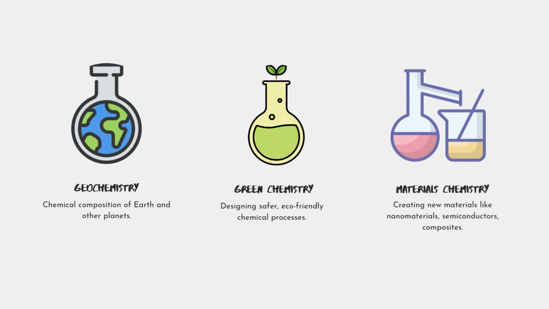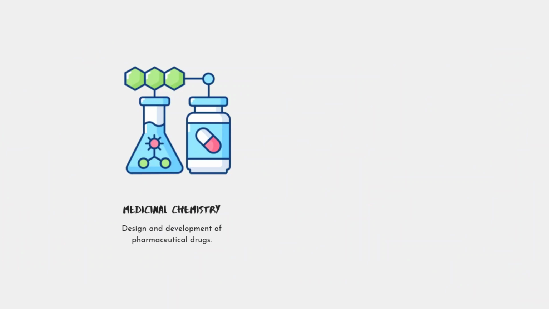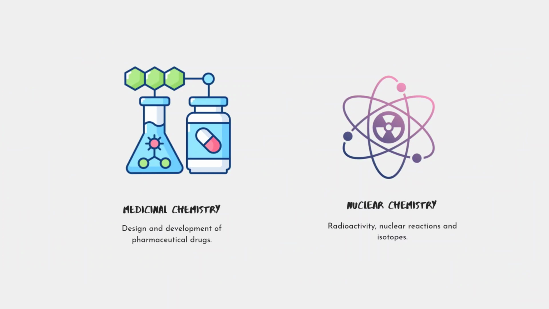Materials chemistry deals with the development of new materials like polymers, nanomaterials, and advanced functional substances. Medicinal chemistry focuses on the design and development of drugs used to treat diseases and improve human health. Nuclear chemistry deals with radioactivity and nuclear reactions and is used in medical imaging, cancer therapy, and energy production.